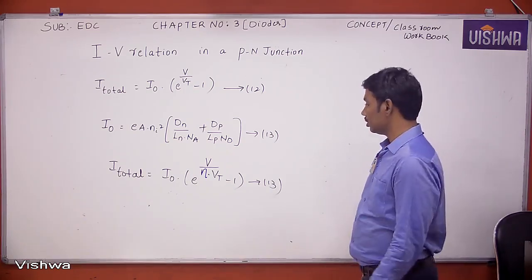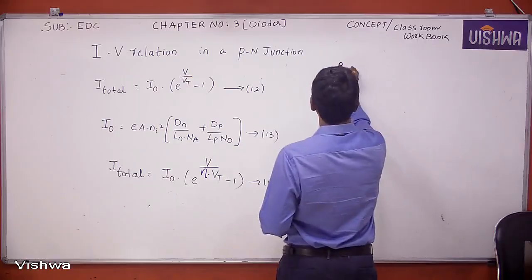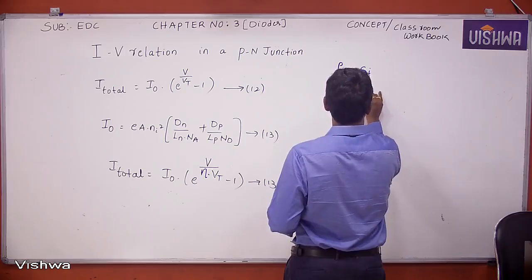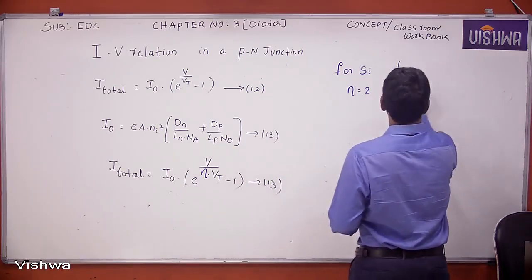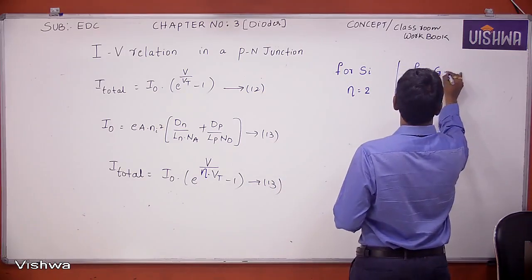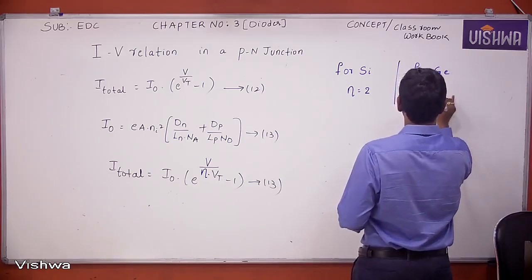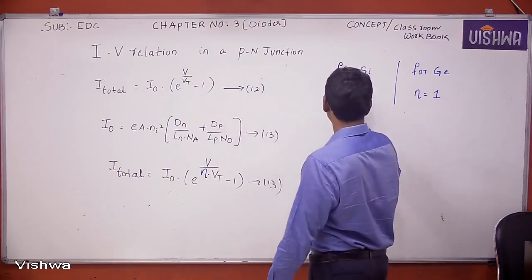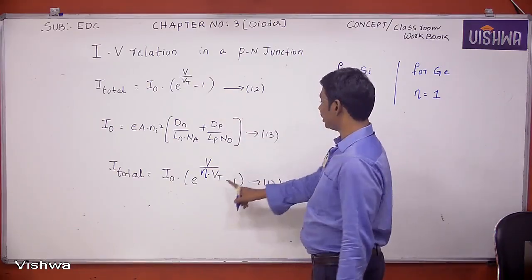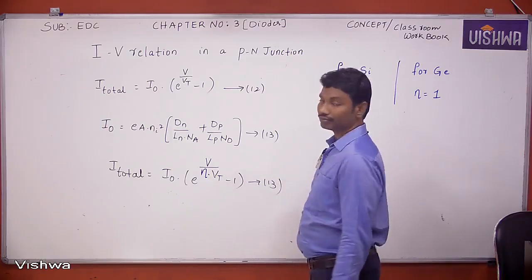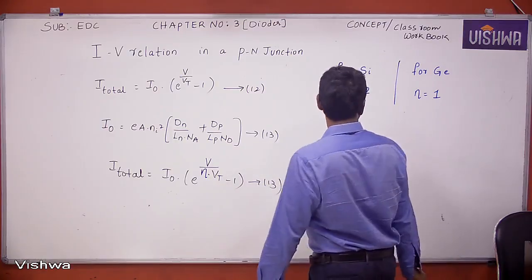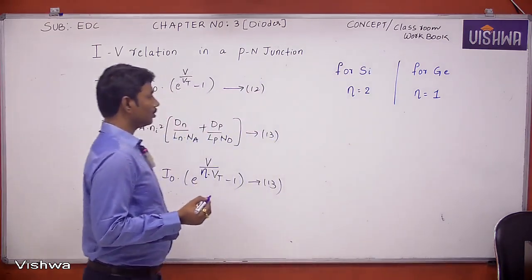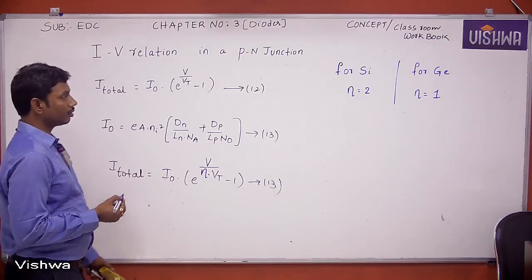Next one. You know what the eta value is actually? For silicon, eta should be equal to 2. For germanium, eta is 1. If you substitute eta equal to 1, it is equation 12, right? If you substitute eta equal to 2, then it is for a silicon diode, right? Next, write down. For silicon eta equal to 2, for germanium eta equal to 1.